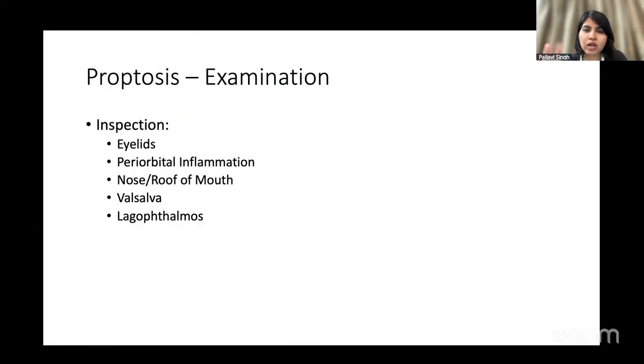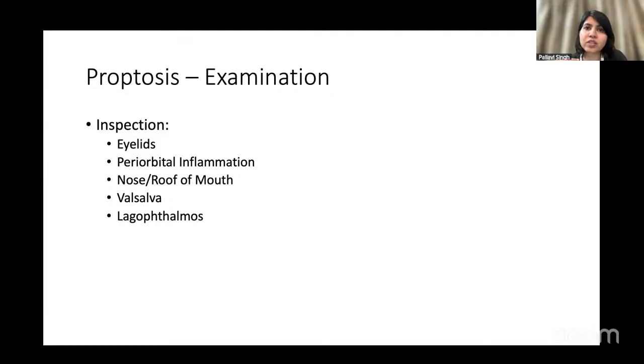So after examining the protrusion of the eyeball, the other things you have to look at, specifically in the case of a patient with proptosis, are the eyelids. If there is associated thyroid eye disease, you might have retraction, or if there's neurofibromatosis, you might have an S-shaped eyelid. You have to look at any periorbital inflammation in cases of infective pathologies. In cases of mucormycosis, you might have some black colored discharge in the nose or the roof of the mouth, so you have to look at that.